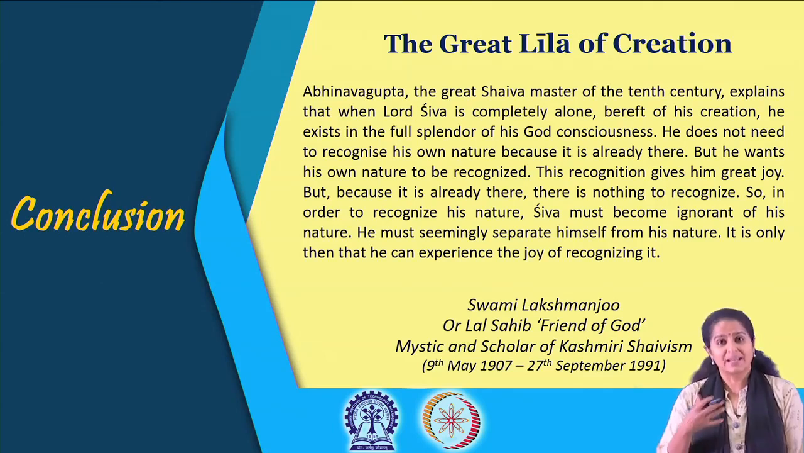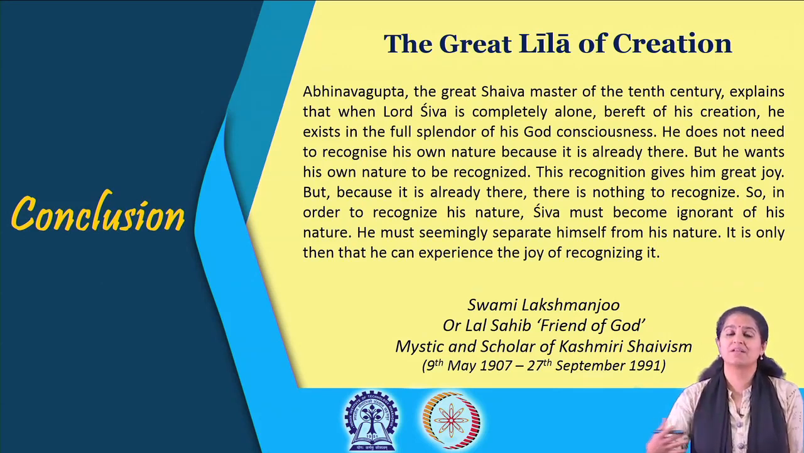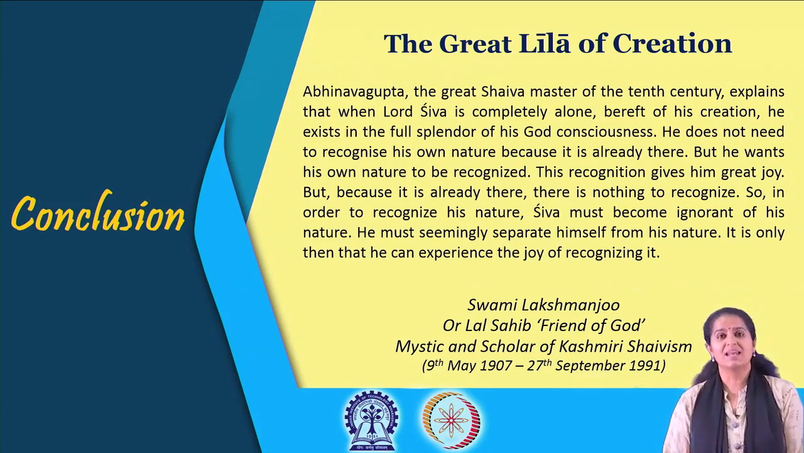So in order to recognize his nature, Shiva must become ignorant of his nature. He must seemingly separate himself from his nature. It is only then that he can experience the joy of recognizing it. So these are the mysteries that underlie our creation, and why there is such a disparity between so many things, and yet we are told again and again that deep within everything there is this eternal bliss of Shiva, the Brahman, whatever you call it.